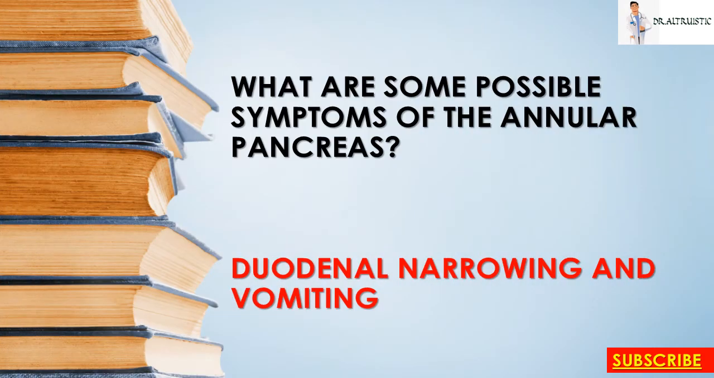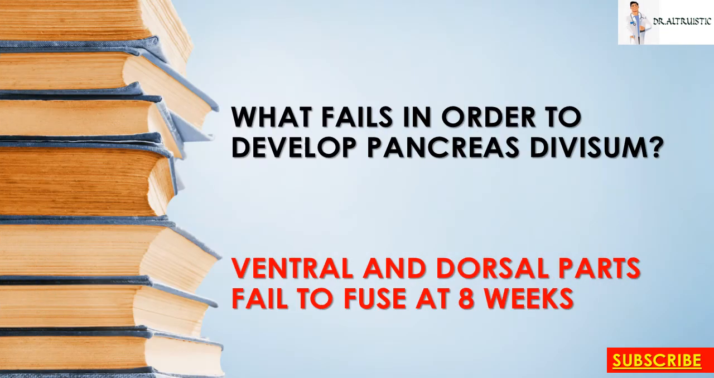What are some possible symptoms of the annular pancreas? Duodenal narrowing and vomiting. What fails in order to develop pancreas divisum? Ventral and dorsal parts fail to fuse at 8 weeks.